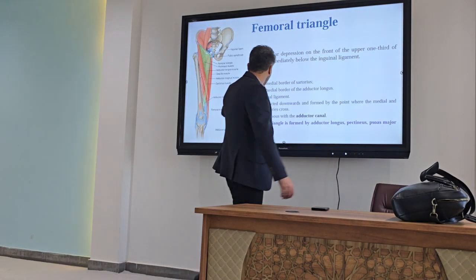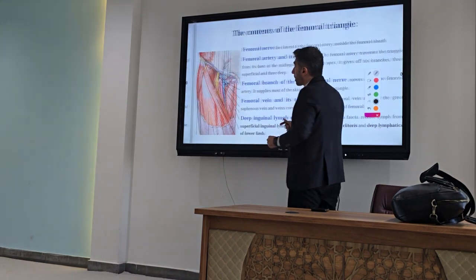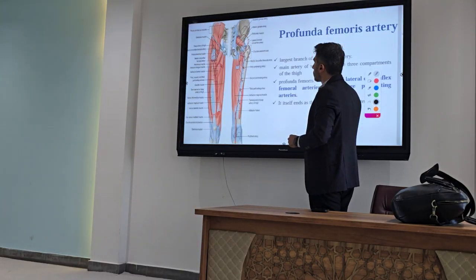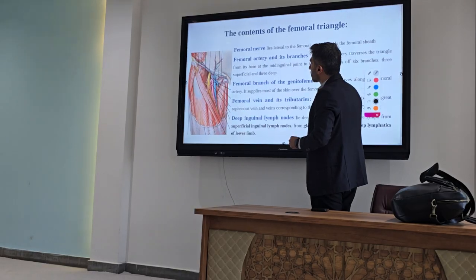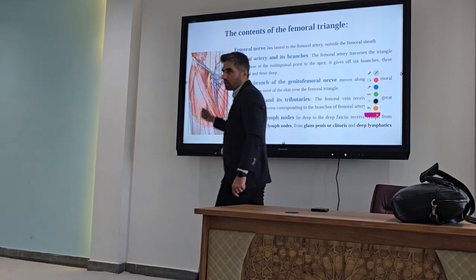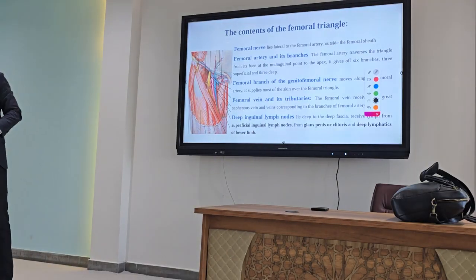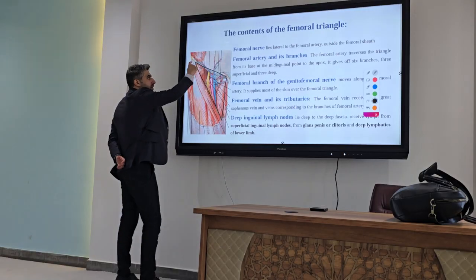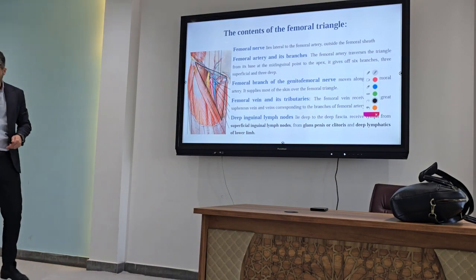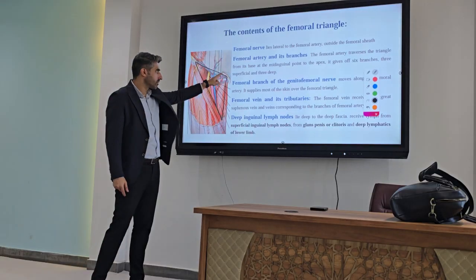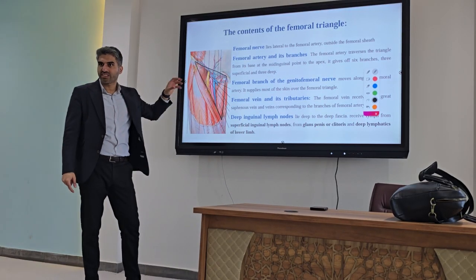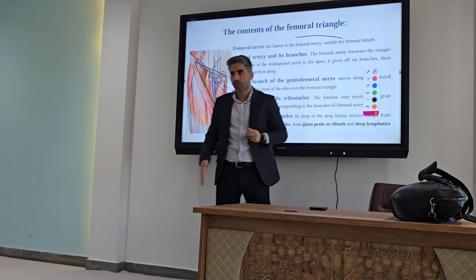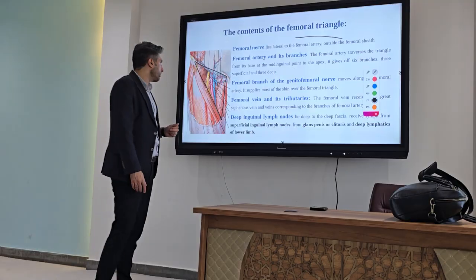We have a triangle and a canal. Let me tell you what the femoral triangle is. So look at the thigh in this picture, the upper part of the thigh. When you look at the upper part of the thigh, you can see a triangle. So, what is the name of this triangle? Femoral triangle. The name of this triangle is the femoral triangle.